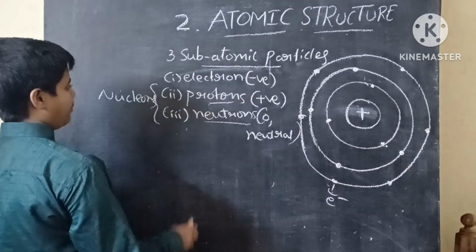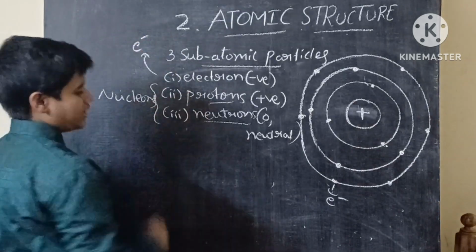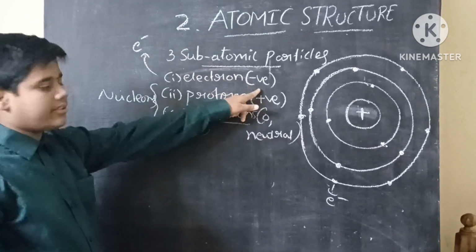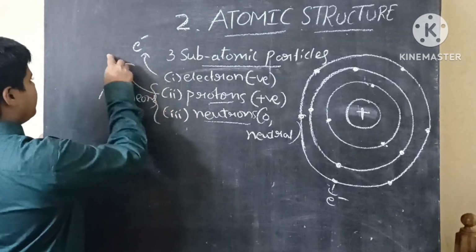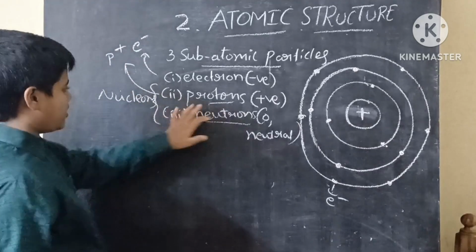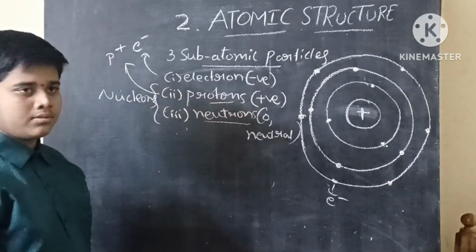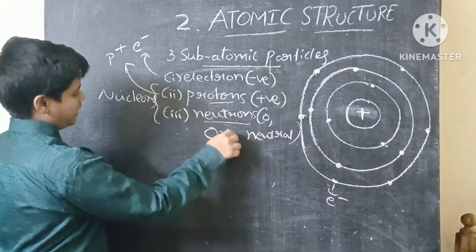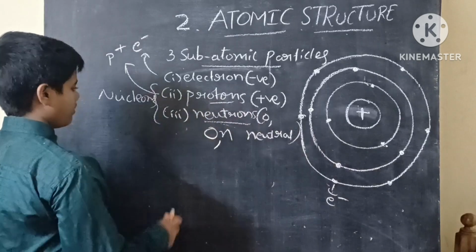Here another important point: electrons are denoted with e minus. Electron means e, minus means it has negative charge. And protons are denoted with p plus, which means p means protons, plus means positive charge. Okay, neutrons are 0, or we can represent them with n.